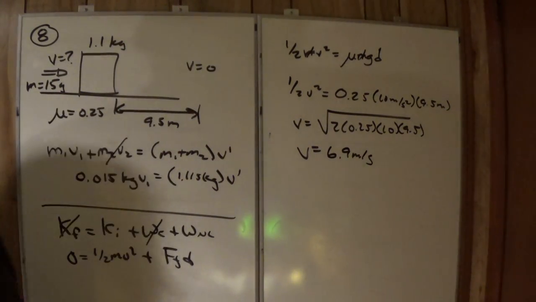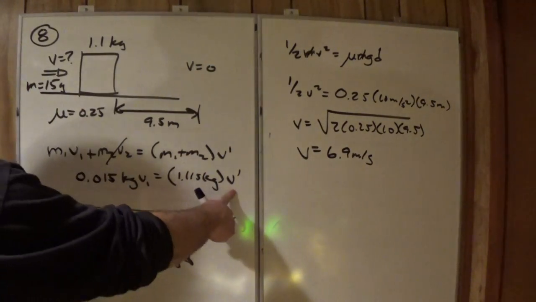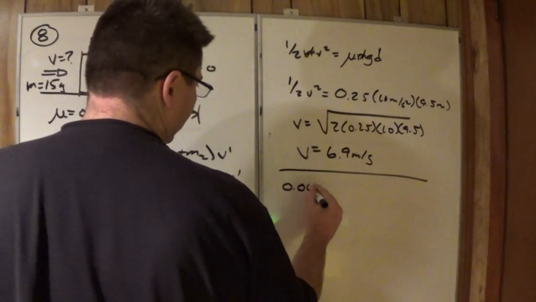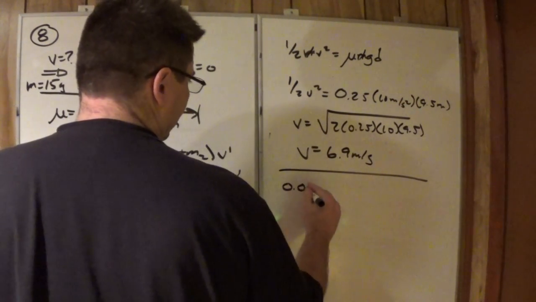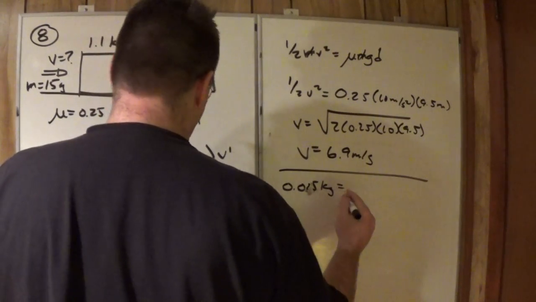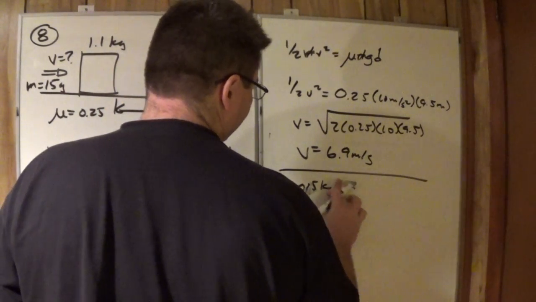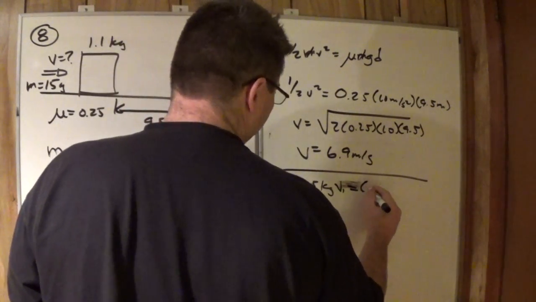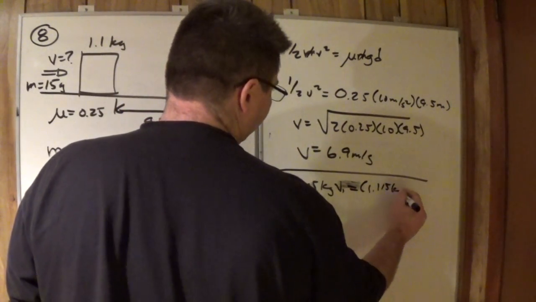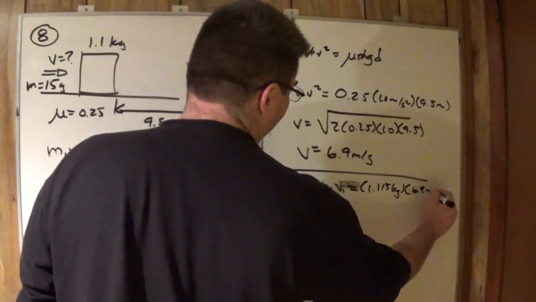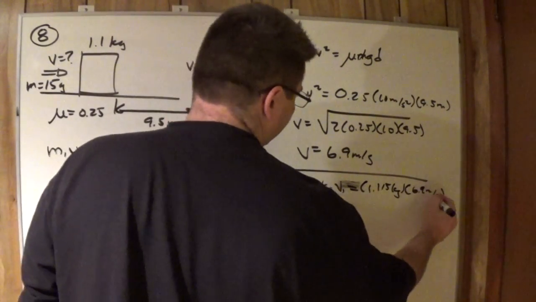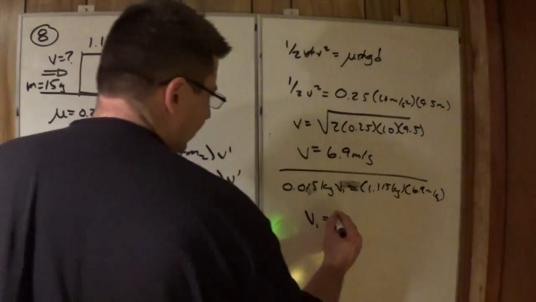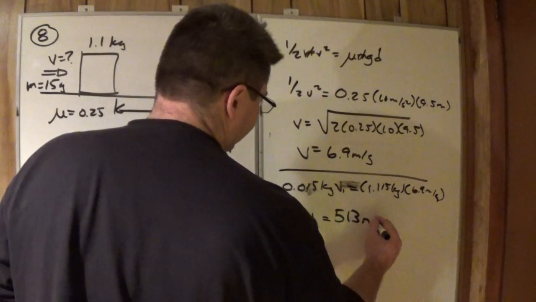So knowing that that velocity was 6.9 meters per second, this is the v prime back here in this equation, we can say 0.015 kilograms times v1 is equal to 1.115 kilograms times 6.9 meters per second. And we solve this for v1, so the initial velocity of the bullet had to be 513 meters per second.